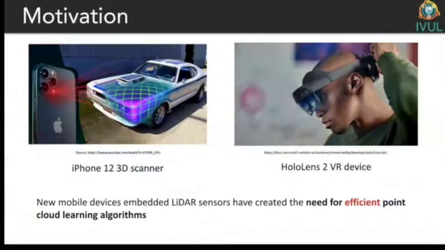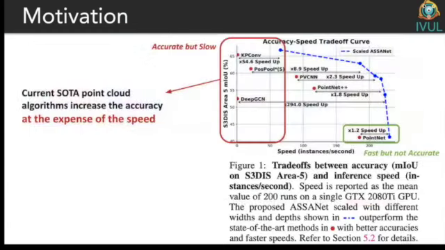The motivation behind our work is that new mobile devices with embedded LiDAR sensors have created a need for efficient point cloud learning algorithms. We have seen such LiDAR sensors on the iPhone and on many VR equipment. We'll see more and more such LiDAR sensors in mobile devices. However, current state-of-the-art point cloud algorithms increase their accuracy at the expense of speed.